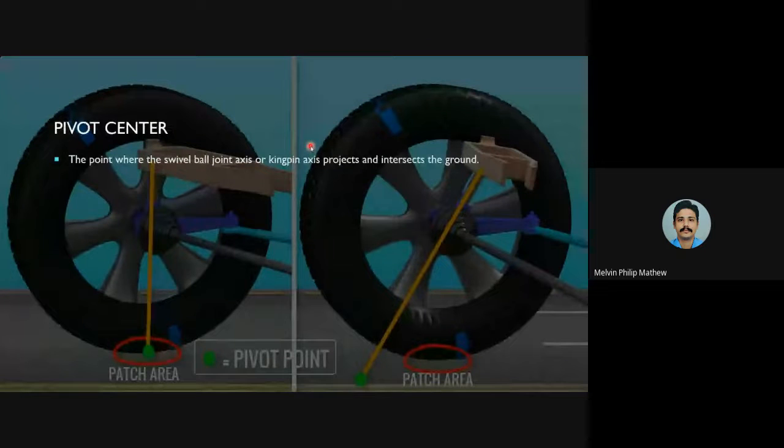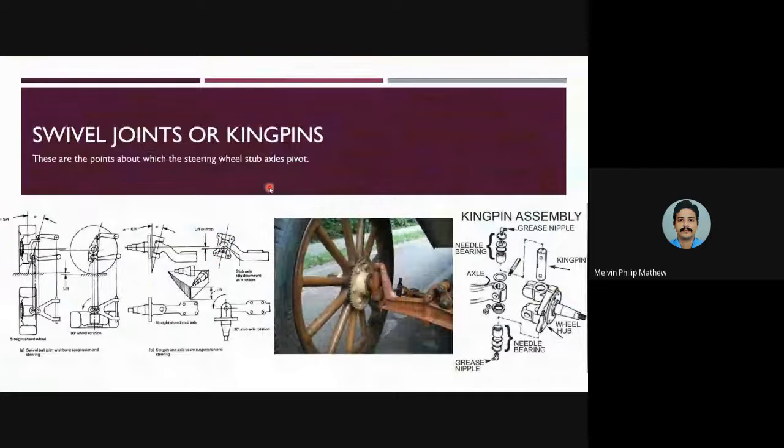Next one is the pivot center. It is the point where the swivel ball joint axis or the kingpin axis projects and intersects the ground. So there are two types of joint here: swivel ball joint axis and kingpin axis. Here you can see a kingpin. We are mounting a bolt that is known as a kingpin, and such an arrangement is known as a kingpin axle. But instead of using a kingpin, we can use a ball joint. It will be in the shape of a ball, and then it's known as a ball joint.